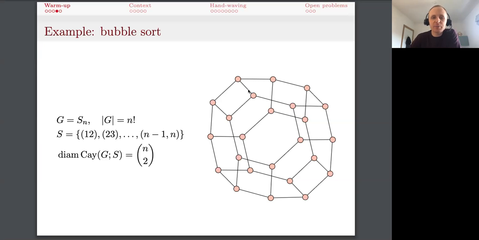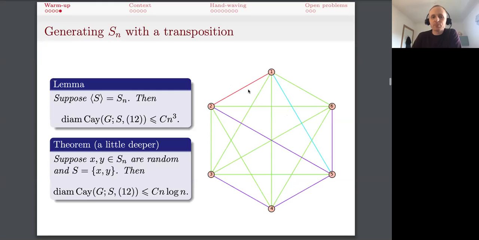Yeah, so it's basically not expected that it should ever be worse than about n squared. And so let me talk about why this might be true. In the case where your generating set contains a transposition, it's actually not at all hard to prove that the diameter must be no worse than n cubed, say. And the reason for that is pretty easy to see.